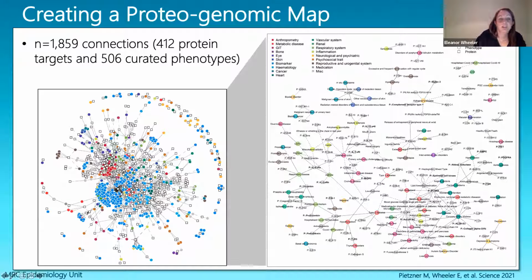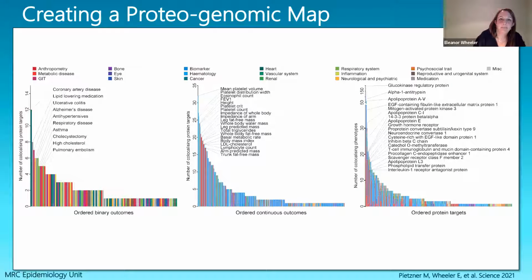And so we identified 1,859 gene protein trait triplets, and that's shown here. There are 412 protein targets and 506 curated phenotypes. So that's a huge network. To be able to look at it in a bit more detail, you can see here the network restricted to the binary endpoints. And this figure is a summary of the results essentially.